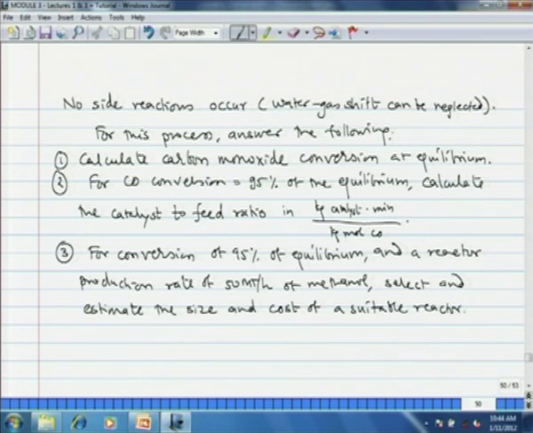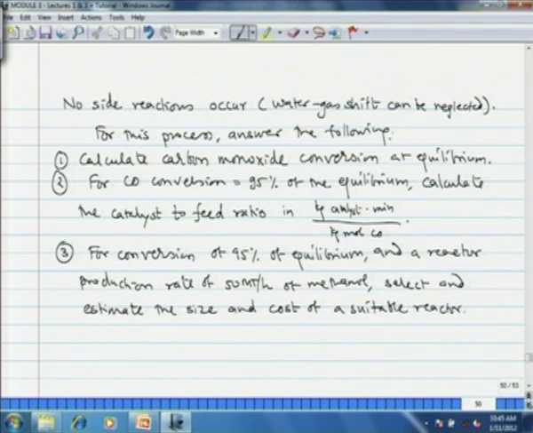First, calculate the carbon monoxide conversion at equilibrium. Second, for carbon monoxide conversion equal to 95% of the equilibrium, calculate the catalyst to feed ratio in kg catalyst per minute per kg mole CO, or kg catalyst per kg mole CO per minute. And third, for conversion of 95% of the equilibrium and a reactor production rate of 50 metric tons per hour of methanol, select and estimate the size and cost of a suitable reactor.